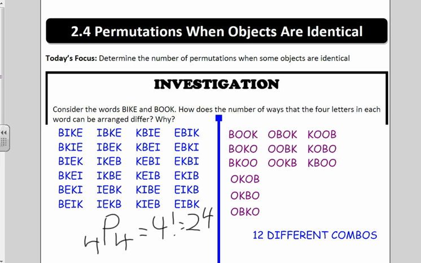So the way that we can calculate this using factorial notation, we recognize that if they're all unique letters, we have 4 factorial, right? And what we can do is use our denominator to eliminate those permutations that are identical. There are 2 identical O's, so we can put that over 2 factorial. And if you evaluate that, you would find that you would get 24 divided by 2 equals 12.